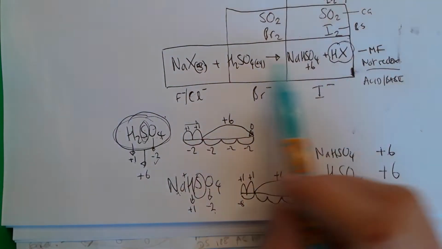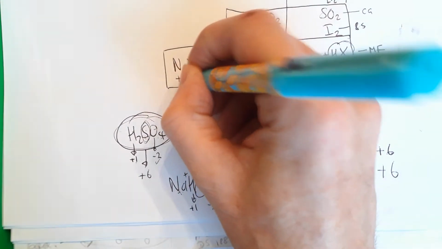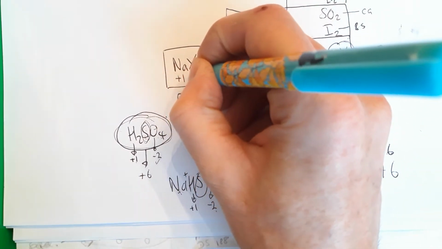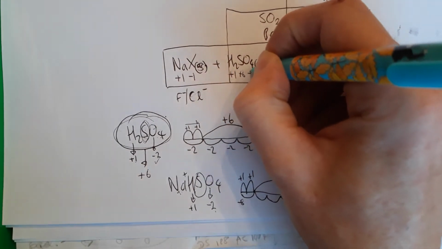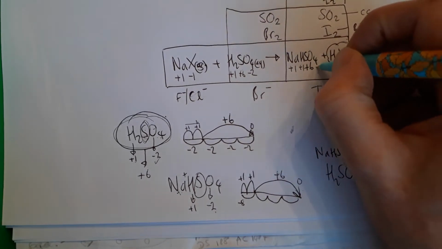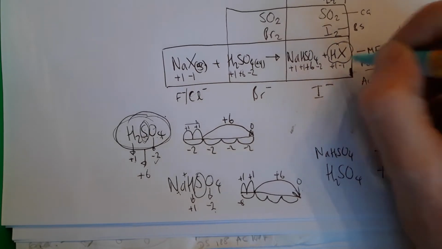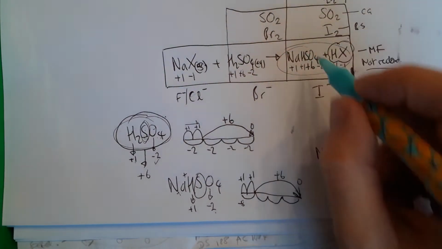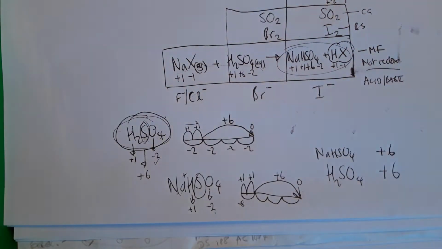So that's how I can tell that this first reaction is not redox, because the sodium is +1, the halide ion is -1, hydrogen +1, sulfur +6, oxygen -2, sodium +1, hydrogen +1, oxygens are -2, hydrogen +1, halide ions in a compound are -1. The numbers on this side for the elements are the same as on this side, so there has been no reduction or oxidation. All right.